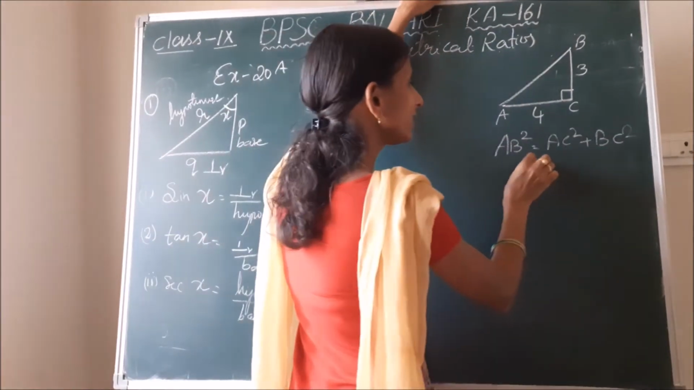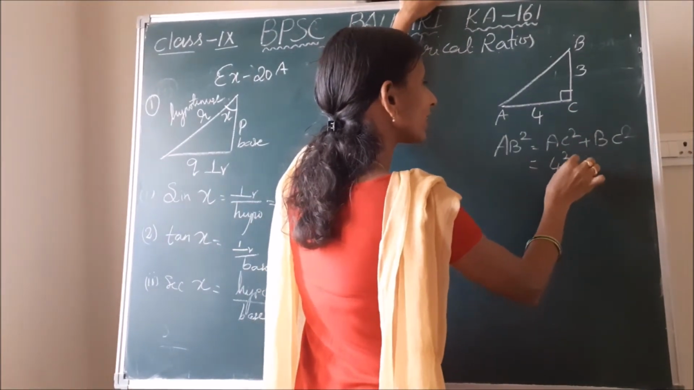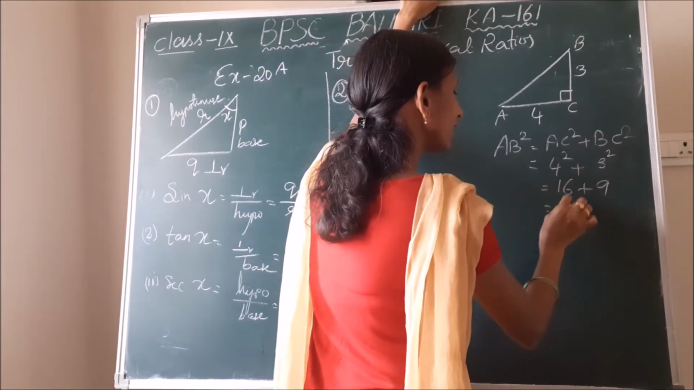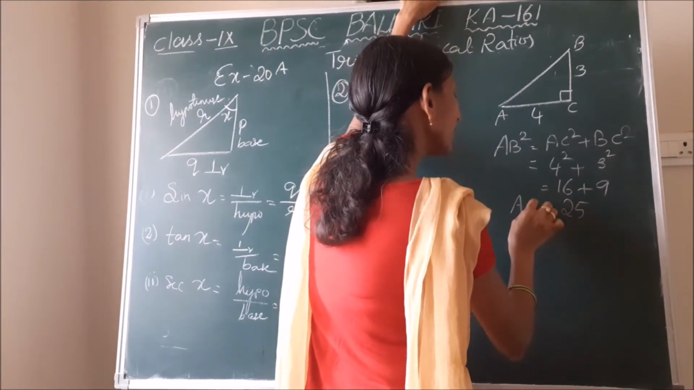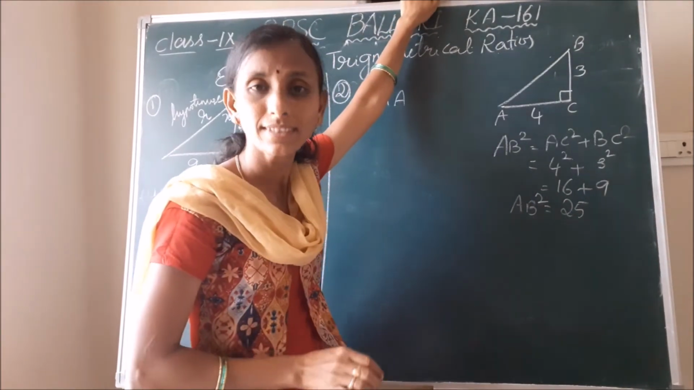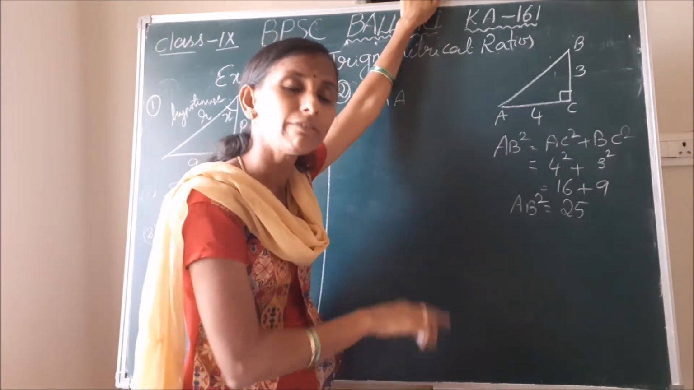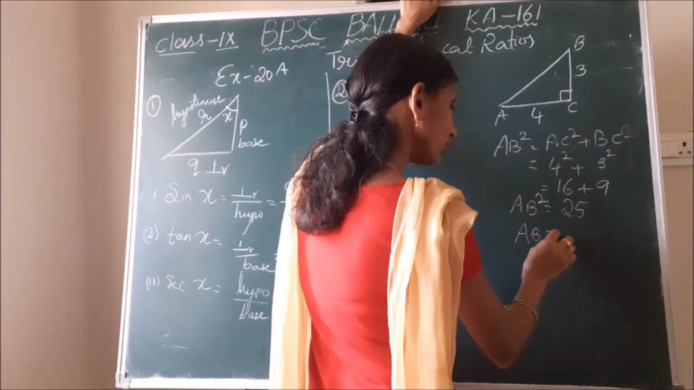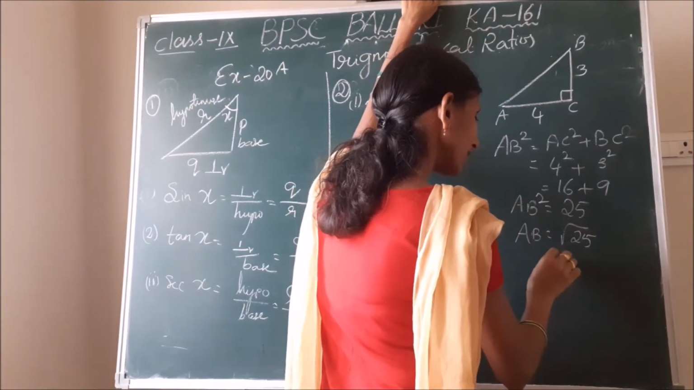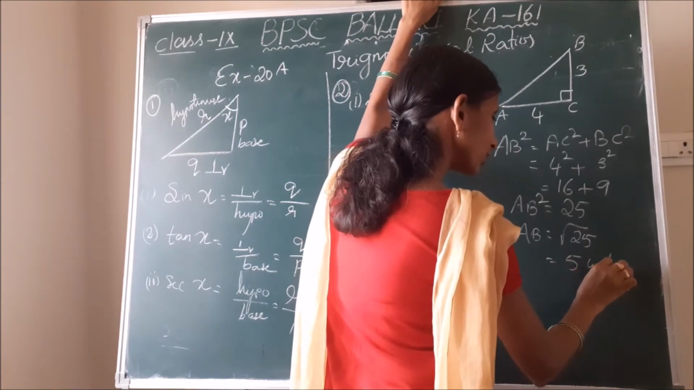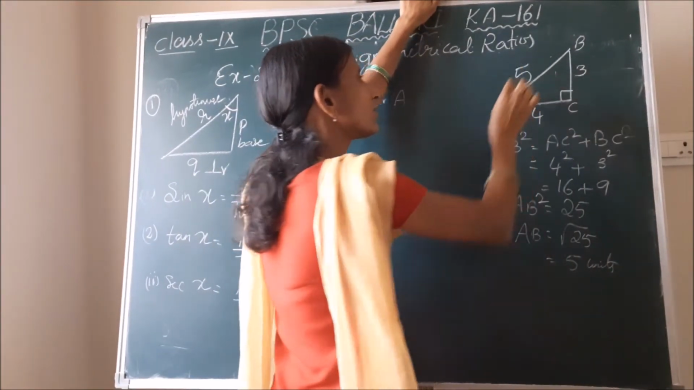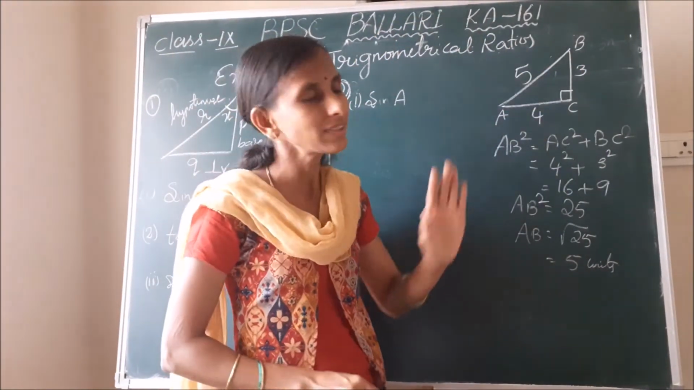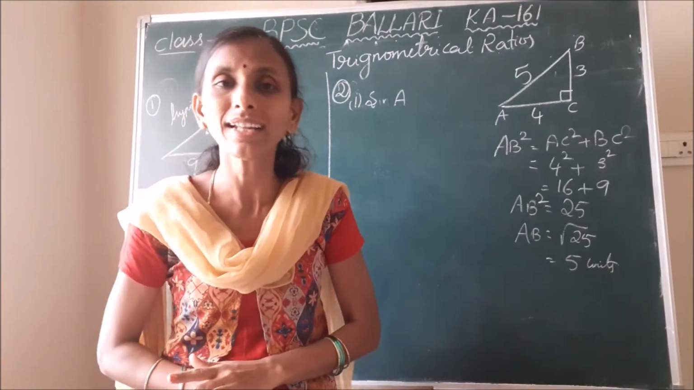We don't know what AB is. AC is 4, so 4 square plus 3 square, that is 16 plus 9, which is 25. This is AB square, but we need just AB. So to find AB, we take the square root on both sides. AB is equal to the square root of 25, which is 5 units. So AB is equal to 5. Now we know all three sides of the triangle, so we can find the trigonometrical ratios.